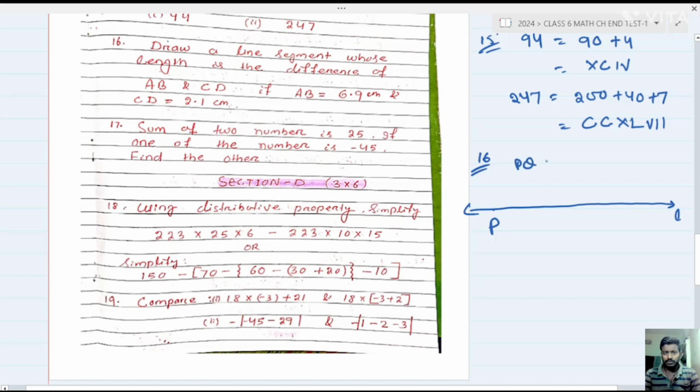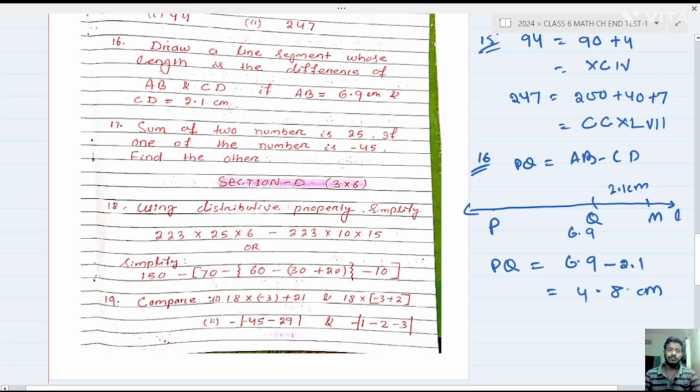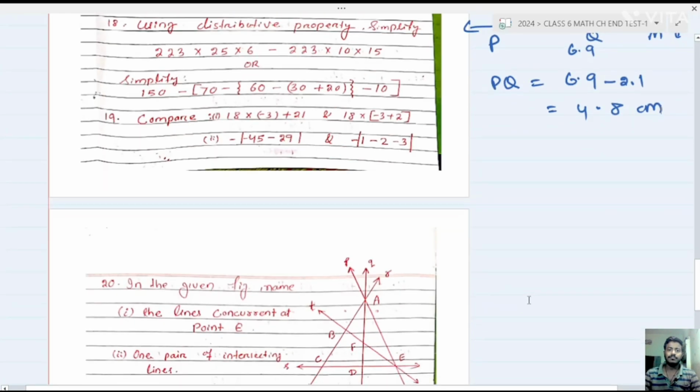So we can draw PQ, that is AB minus CD. Yes or no? So first draw PM is 6.9 centimeter. Now cut from M, that is 2.1 centimeter. This is Q. Now measure the PQ. So PQ is equal to 6.9 minus 2.1, that is 8, 6 minus 2, that is 4. So 4.8 centimeter. Now next question, question number 18.